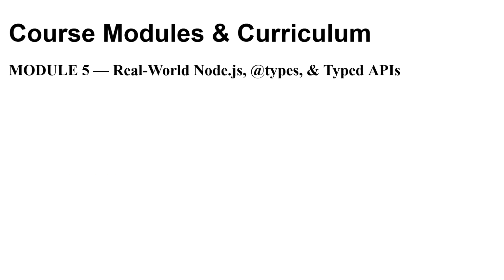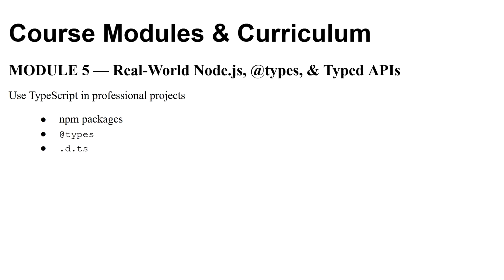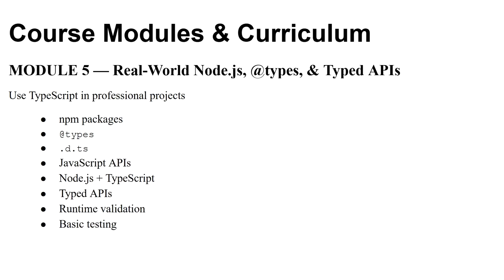Module 5. Real-world Node.js types and typed APIs. You will learn how third-party JavaScript libraries work with TypeScript using @types. We will build typed Node.js APIs and implement runtime schema validation to sanitize external incoming data, write a basic unit test, and structure backend code for real-world production workloads.